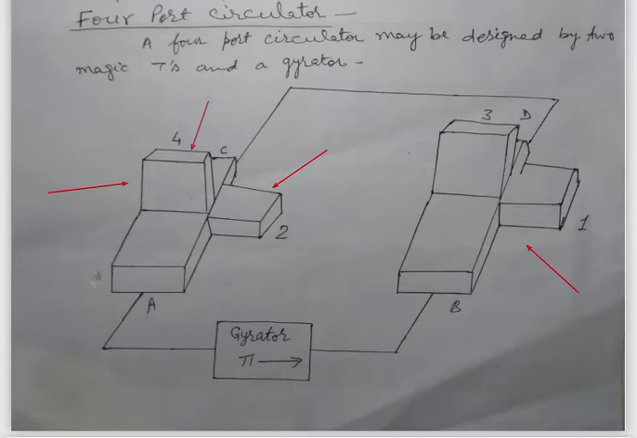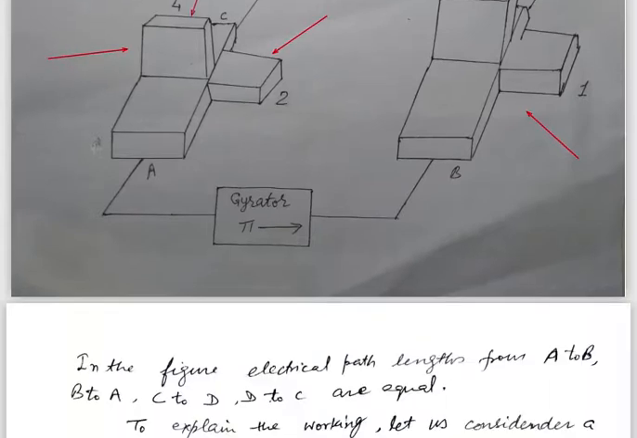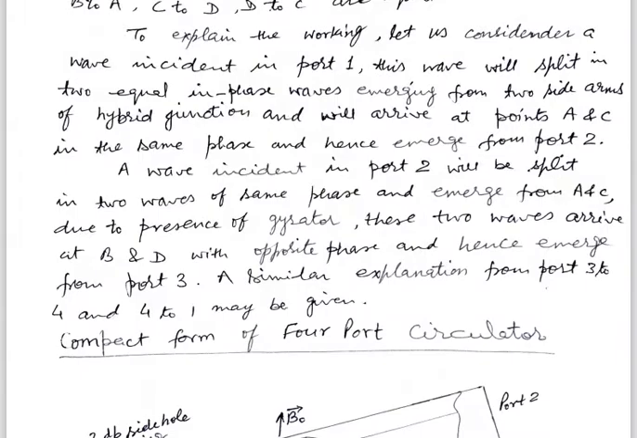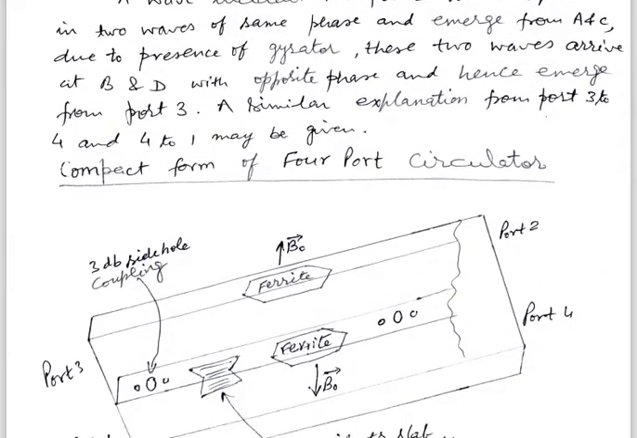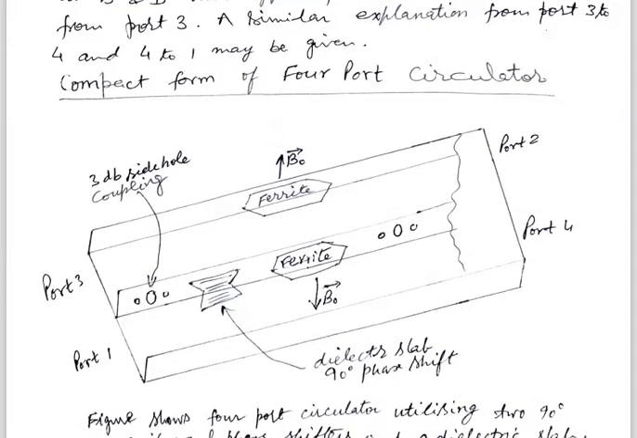So in this way we have discussed the working of a 4-port circulator, that is, a wave entering in port 1 will transmit from port 2, from port 2 to 3, and from port 3 to 4. So this is one form of 4-port circulator. Now we are showing a compact form of 4-port circulator.